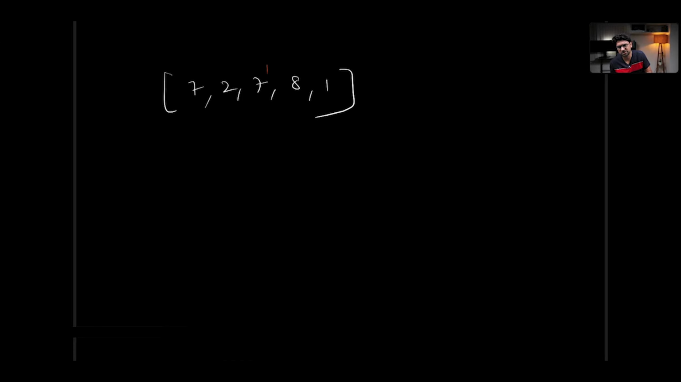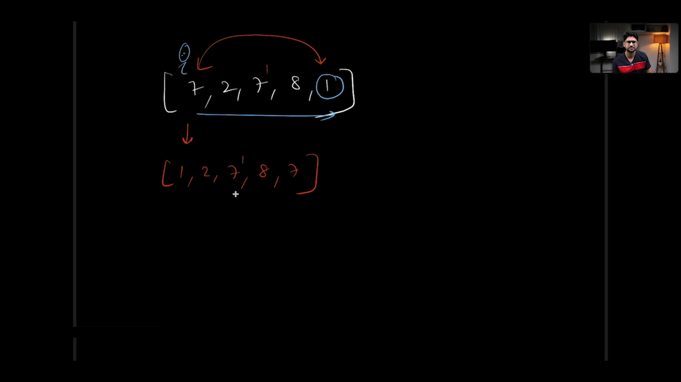Now when I run the selection sort algorithm, what will happen? I'll stand here and from beginning till end I'll try to find the smallest element. What is the smallest element? This is 1. So I swap these two values. The first time, the 1 comes here, and then I have 2, then 7 dash, then 8, and then 7. Now I am at this position. From here till the last, I find the smallest element. 2 is the smallest element, nothing happens. I move to the next.